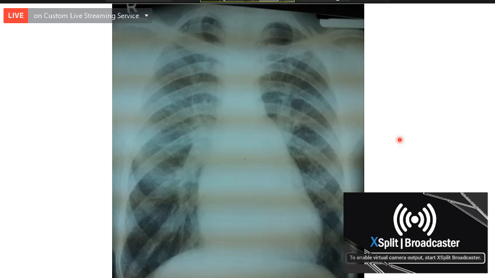The right atrium is not enlarged. The aortic knuckle is normal. The left main pulmonary artery segment appears dilated. The left atrial appendage appears dilated. The LV apex cannot be seen.